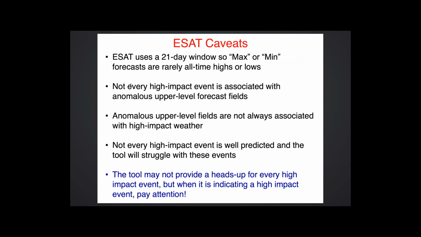In addition, not every high-impact event is associated with anomalous upper-level forecast fields, but at the same time, anomalous upper-level fields are not always associated with high-impact weather, so those are two things you need to be keeping in mind when you're looking at the table. And then also, not every high-impact event is well predicted, and the tool obviously will struggle with these events, because if you have a bad forecast, the tool is not going to help you. So in summary, the tool may not provide a heads up for every high-impact event, but when it is indicating a high-impact event, you should pay attention because it's probably going to happen.